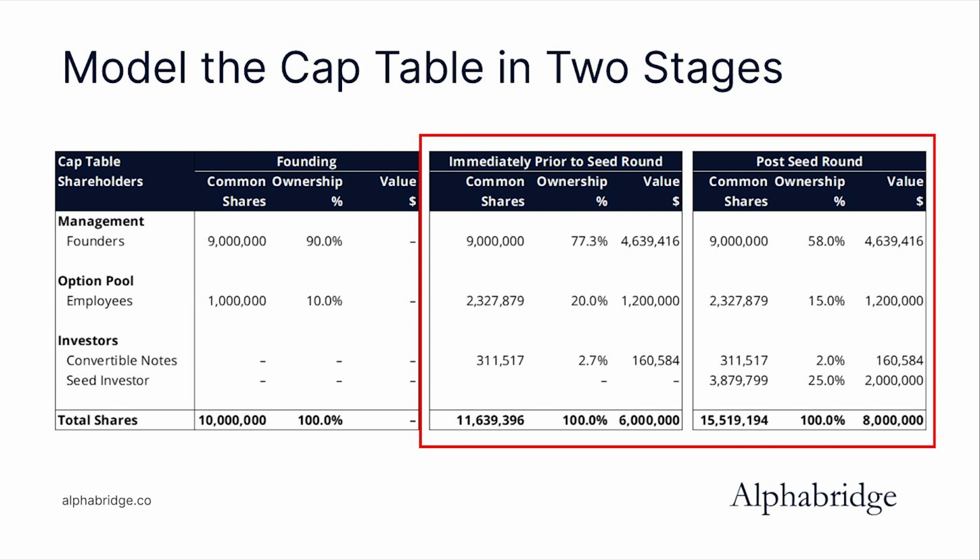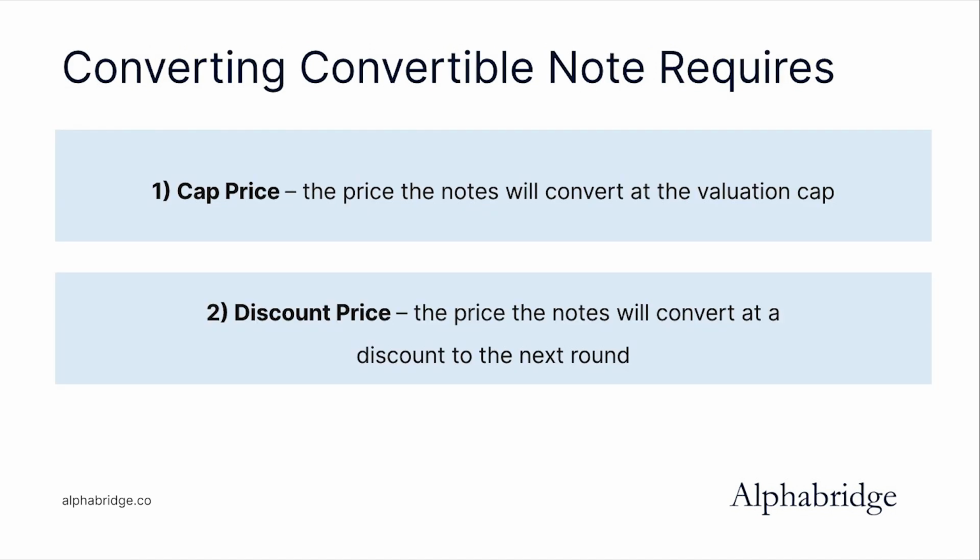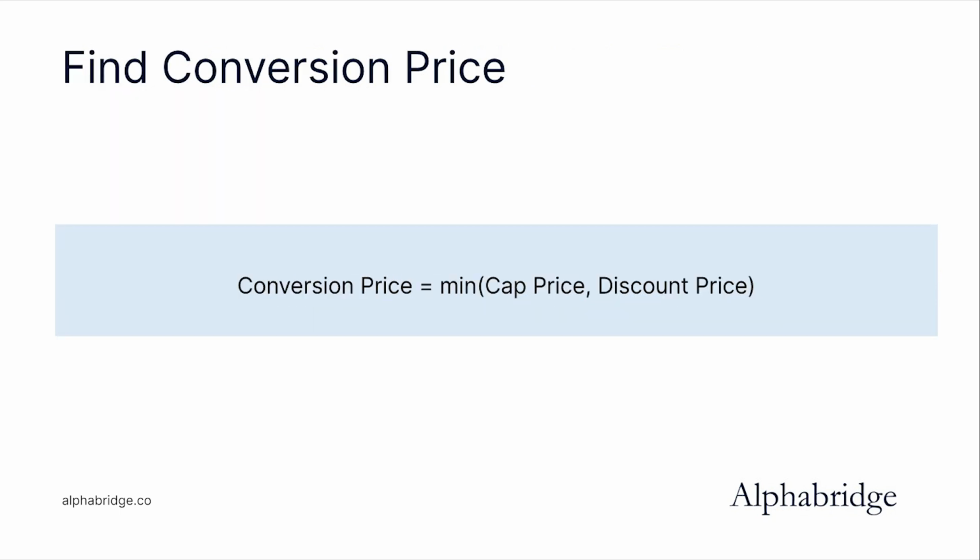The first stage is right before the seed round, which is when the notes will convert, and after the seed round when the seed investor has put in the $2 million. Let's start with the conversion of the convertible notes. To calculate the number of shares the note investor will receive, we'll need to find out two things: the cap price and the discount price. The conversion price will be the minimum of these two prices.